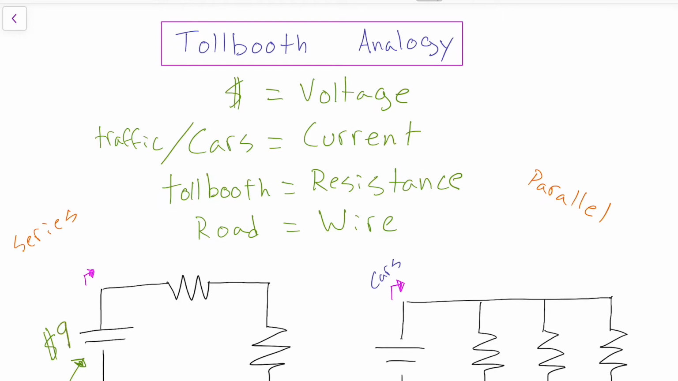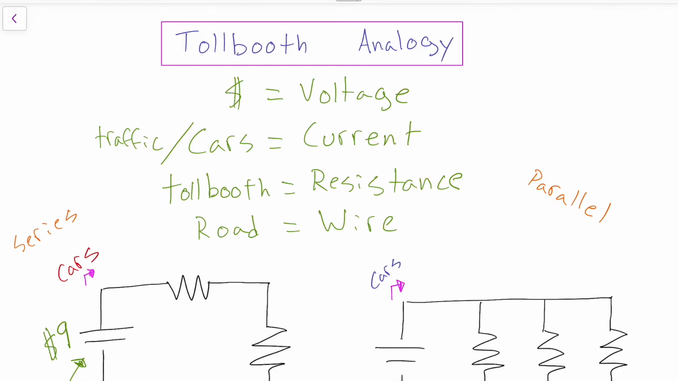And you have to spend all of the money that you have at the toll booths. So let's say we start with $9. By the time we get back, we have to spend that entire $9 at the toll booths. The traffic, or the cars on the road, that's the current. And the road itself, that should be the wire. So we have our cars, and we leave our house with our $9 in our pocket.